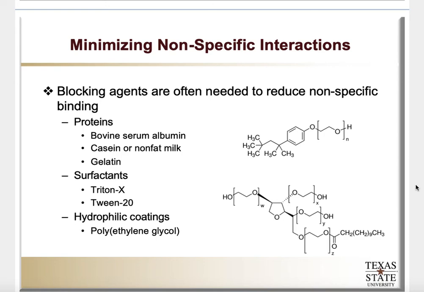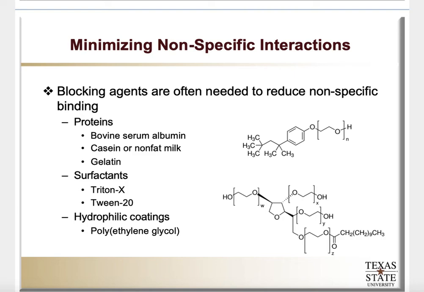Because of that, we can still have non-specific interaction. Remember that our biorecognition molecule is the one that enables us to have some affinity. But if you have a bunch of other things that might absorb to the surface where your antibodies or your receptors are immobilized, you might still get a signal that is not specific to the target analyte. So because of that, we need to do something to minimize these non-specific interactions.